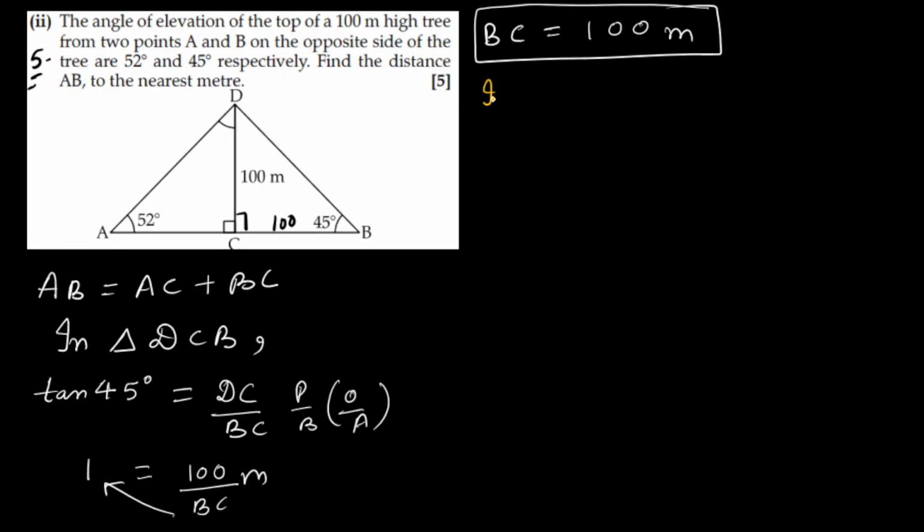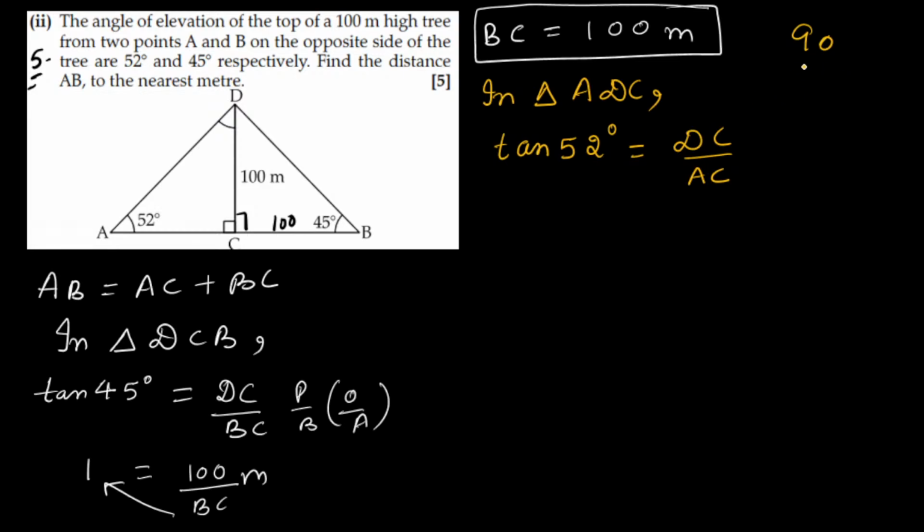Now let's solve AC in a different triangle. So in triangle ACD, or ADC, tan 52 is equal to DC by AC. So same thing here we will do, we'll make use of complementary angles. So tan 52, see, 52 is a complementary angle we'll find because we'll convert it into cot.